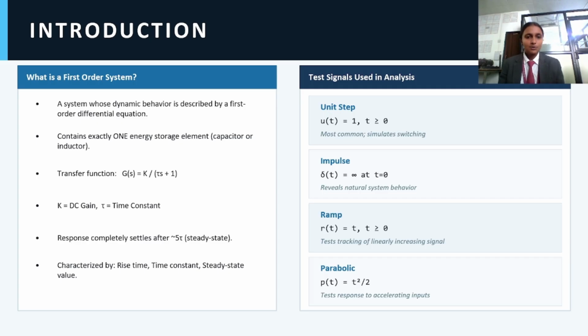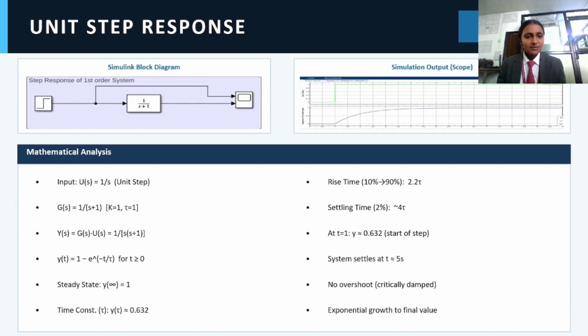a parabolic input. Starting with the unit step response, the unit step input represents a sudden change in the system, like switching on a device. The output of the system for this input is given by y of t equals 1 minus e to the power of minus t by tau. The system increases exponentially and gradually reaches its final steady state value.